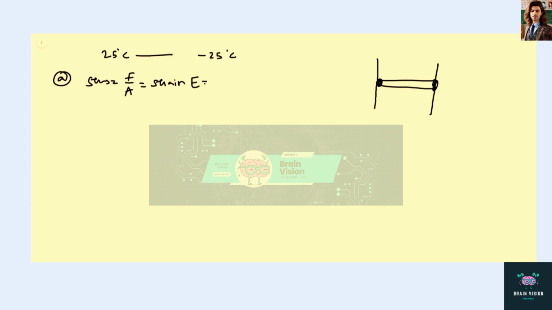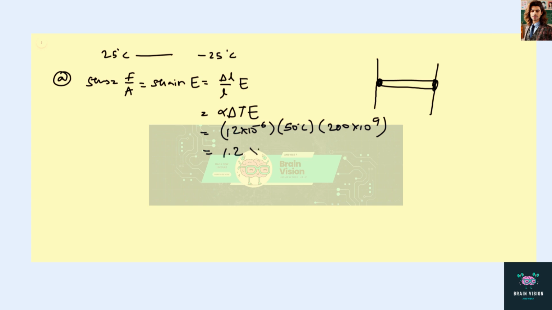times elastic coefficient, and we know that strain is delta L by L times E. So we know that delta L is alpha delta T, giving us alpha delta T times elastic coefficient, which in our case, 12 into 10 power minus 6 is the alpha. Delta T is 50 degrees Celsius, obviously, times elastic coefficient of steel, which is 200 into 10 power 9, giving us 1.2 into 10 power 8 Newton per meter square.